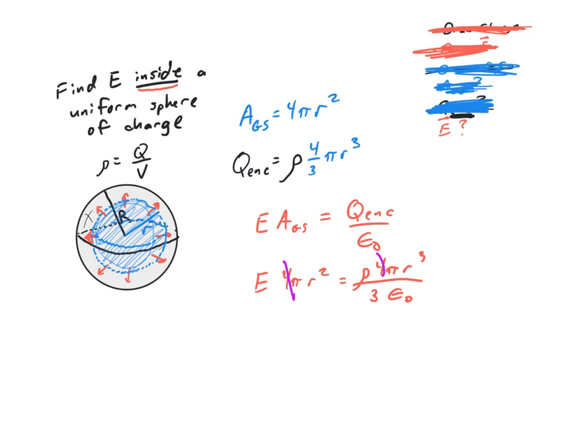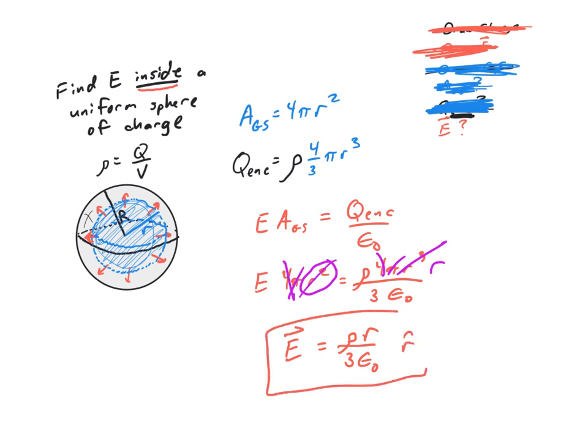4 pi r squared. Well, that will reduce this down to just r, leaving us with electric field is equal to rho r over 3 epsilon naught in the outwards direction. That is the electric field inside of the sphere, the uniform sphere of charge.